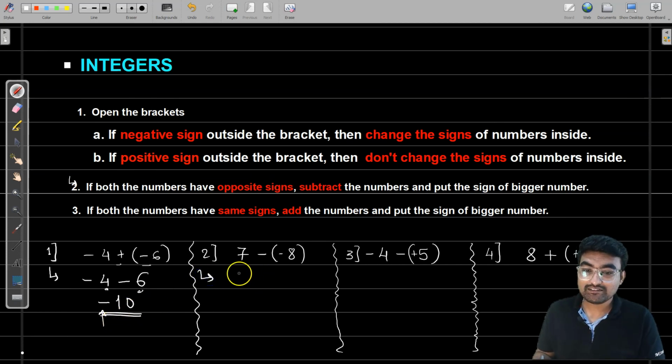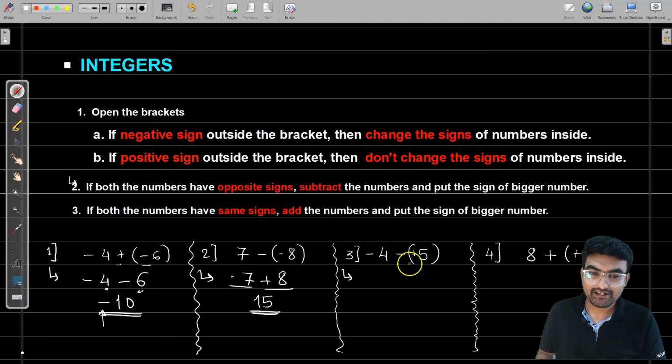The next example is 7 minus minus 8. So it will be 7, change the signs, plus 8. Now both these numbers have same sign. When there is no sign given, we assume it as positive. So plus 7 plus 8 will be 15, correct? The next example is minus 4 minus plus 5, right? Now open the brackets. Minus 4, now negative sign outside the bracket, so we'll change the signs and it will be minus 5. Now both these numbers have same signs, so add the numbers. 4 plus 5 will be 9 and negative sign as it is, right?